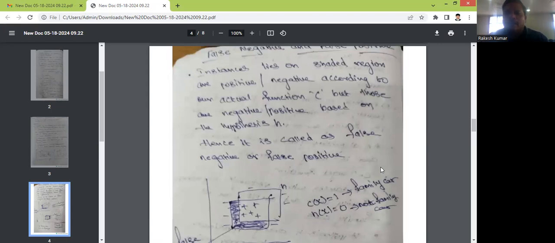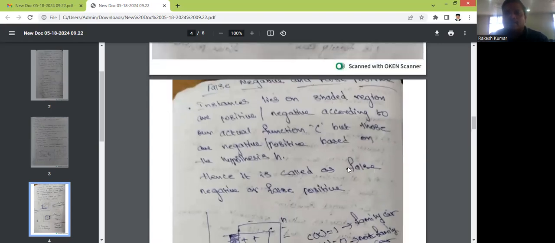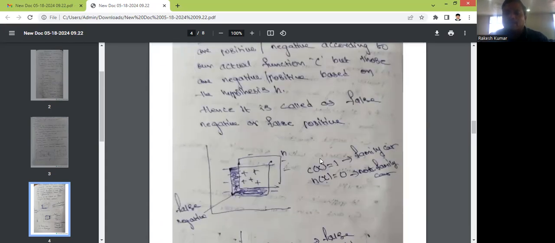Okay. Again, I will revise once again. In this we have false negative and false positive. So here we have to show whether it is a negative or positive. Hence it is called a false positive and false negative. Whenever the shaded region is there, it is known as the false negative. So here, C of X is equal to 1, it is a family car. H of X is equal to 0, it's not a family car.